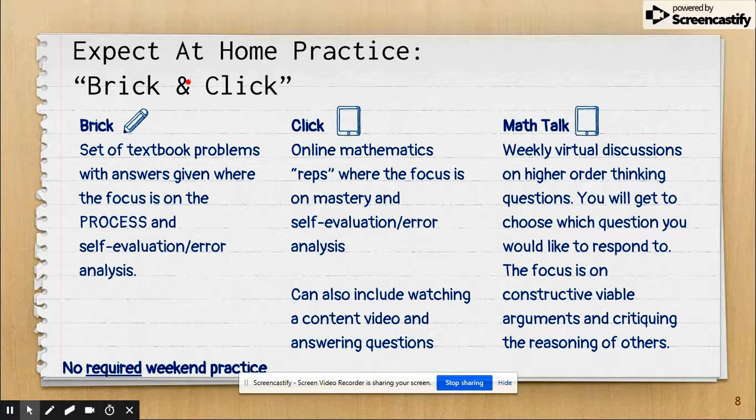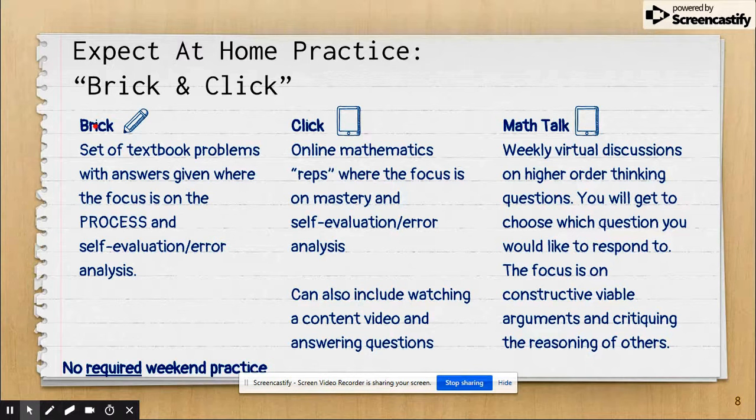I learned this at a conference a long, long time ago, and I've adopted it as a way to symbolize what's done with paper, pencil, and textbook versus what's done on the iPad, even though you're still using paper and pencil over here. Okay, so let's talk about brick homework. Or I'm sorry, see, I just said homework.